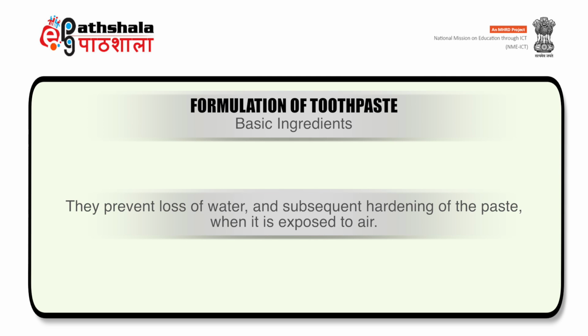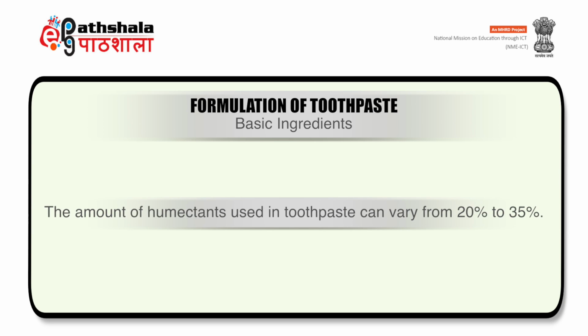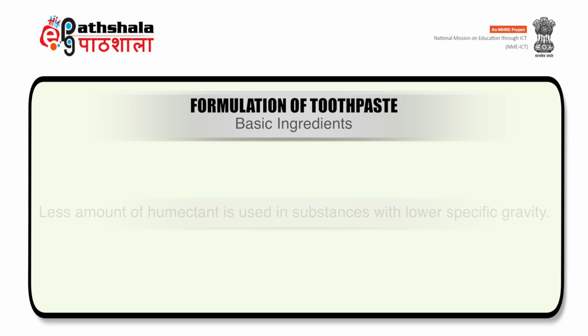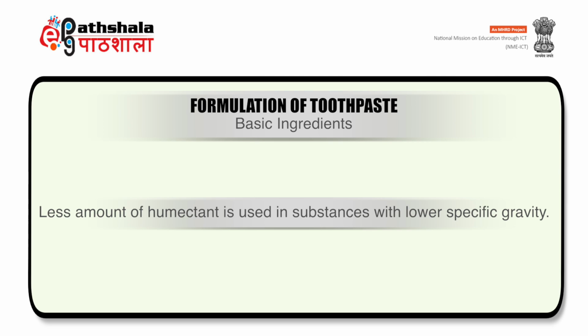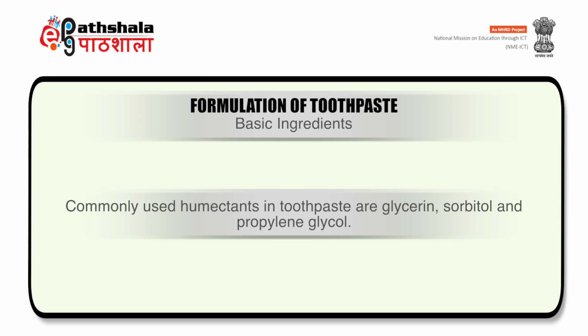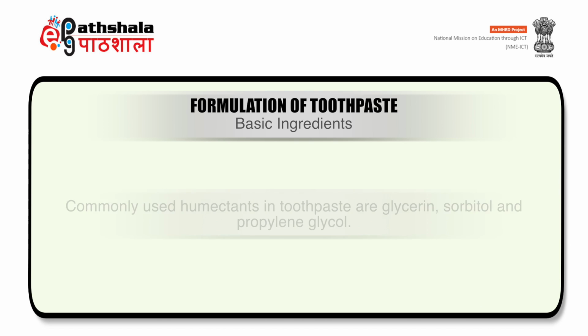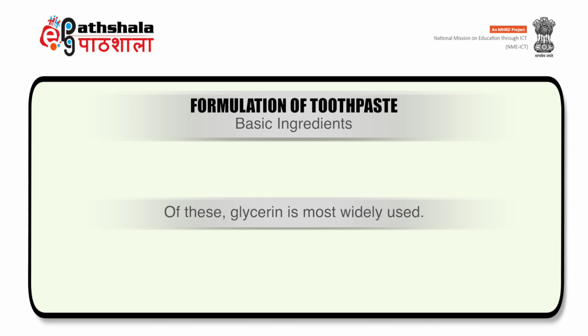They prevent loss of water and subsequent hardening of the toothpaste when it is exposed to air. The amount of the humectant varies depending on the specific gravity of the powder mix. Less amount of humectant is used in substances with lower specific gravity. Now, commonly used humectants in toothpaste are glycerin, sorbitol, and propylene glycol. Of these, glycerin is most widely used. It also imparts some sweetness to the preparation.